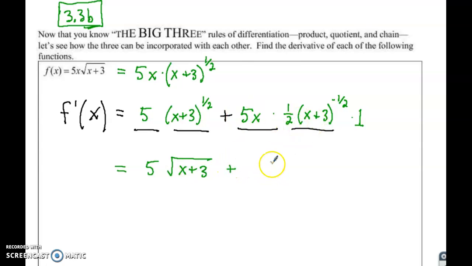Plus this one you could actually simplify to 5x over 2 square root. That's a bad square root. Let me fix that. Because it's the 1/2 power, it's the square root. The negative puts in the denominator, x plus 3. Let me pull up the answer key to verify that you could simplify this further if you want.